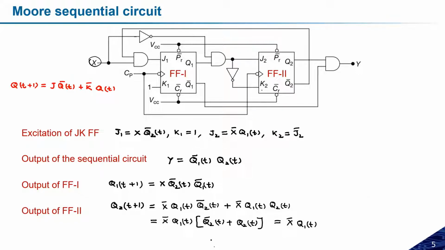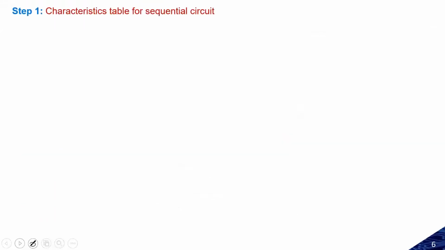Fine. So if you don't have any doubt, let us consider the other things. Now let us try to make the first thing, that is the characteristics table for the sequential circuit. The characteristics table is basically prepared with the help of the output of the sequential circuit, which we have considered before, and the output of both the flip-flops.